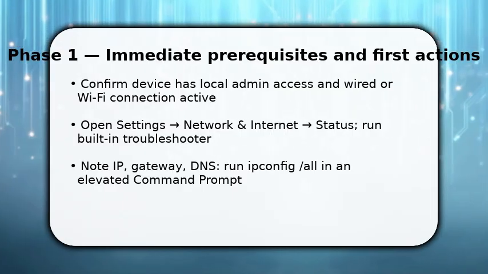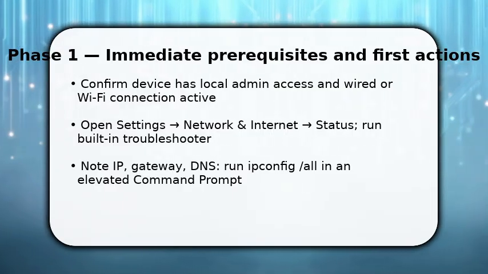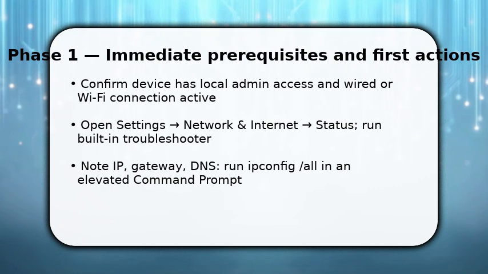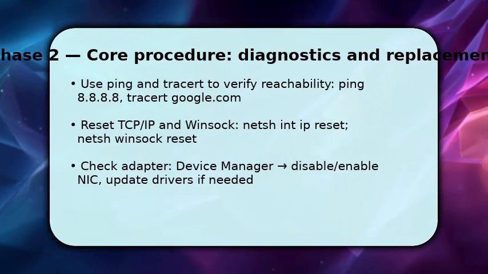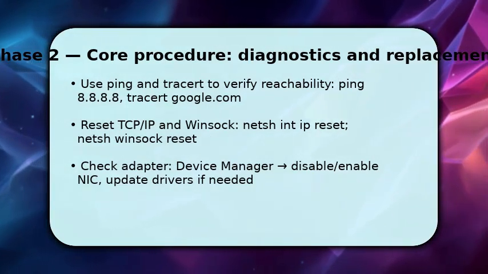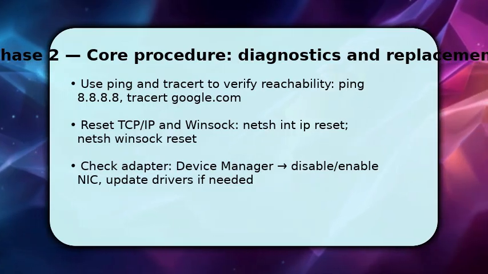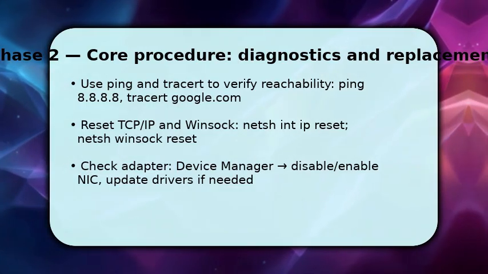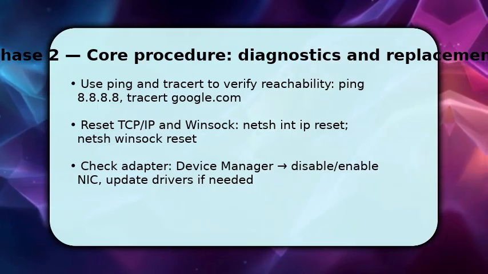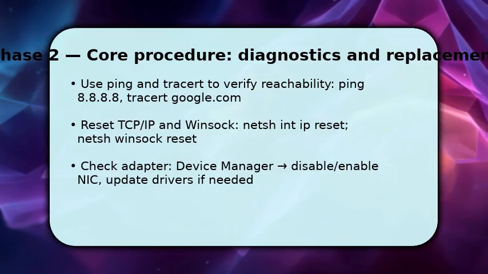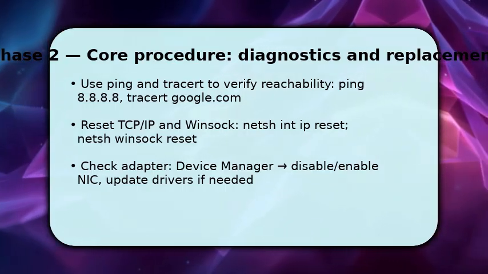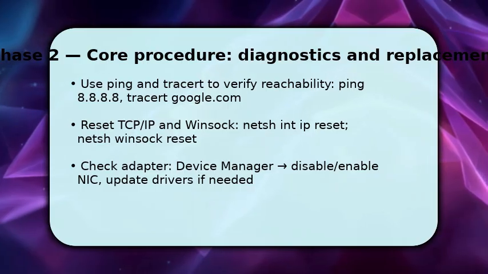Once done, disable third-party VPNs or firewalls temporarily, because they often mask the real issue. Next, run ping and tracert tests to separate local versus upstream faults. Ping an IP like 8.8.8.8 to test routing, then tracert to identify hops causing delay. If packets fail, reset the network stack, run netsh int ip reset and netsh winsock reset, then reboot.